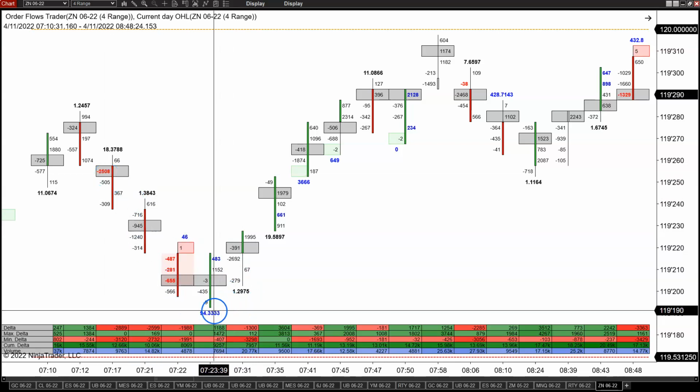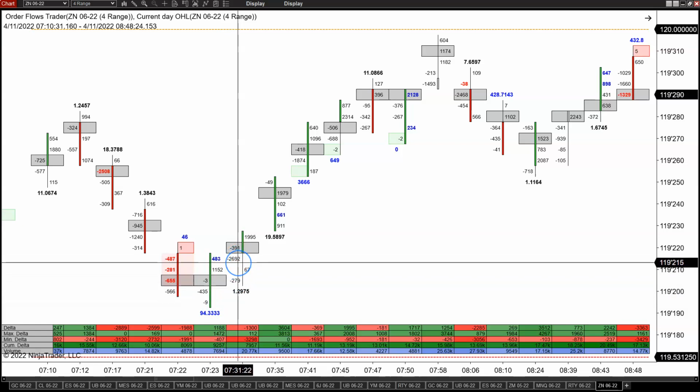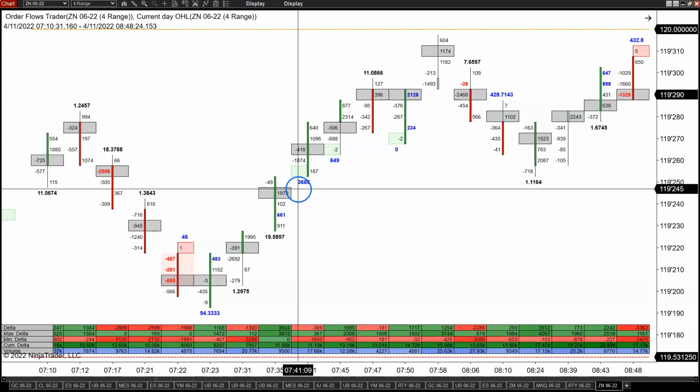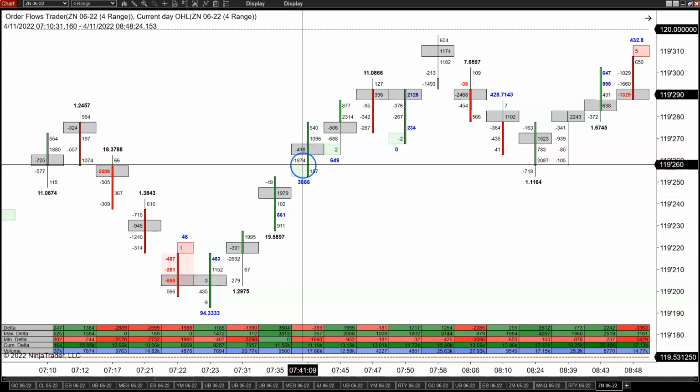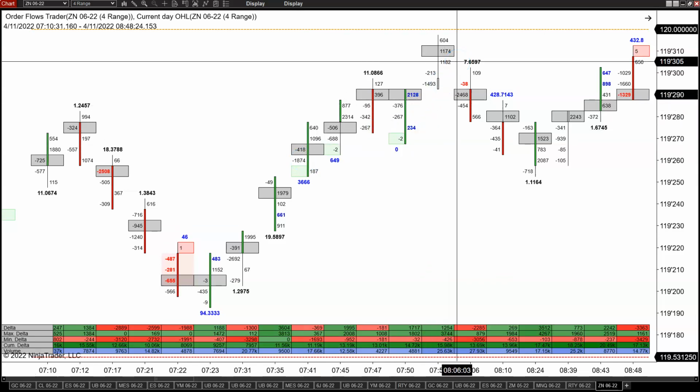But now that we hit the low, we start coming back in. We have buyers that are coming into this market. 26.92. Market gets bid up some more. Another 1,800 on the bid side here, right? And the market keeps going up.